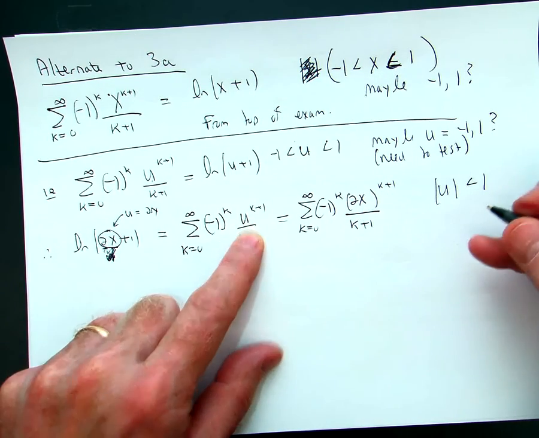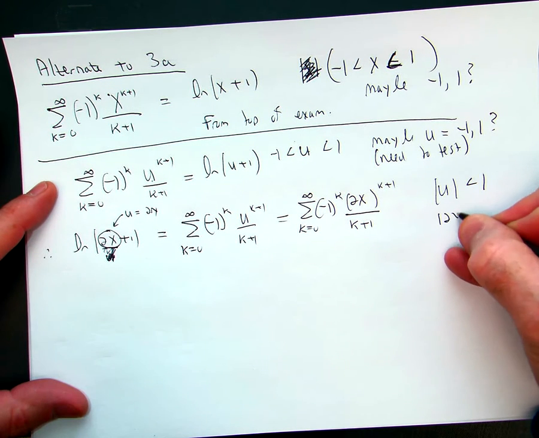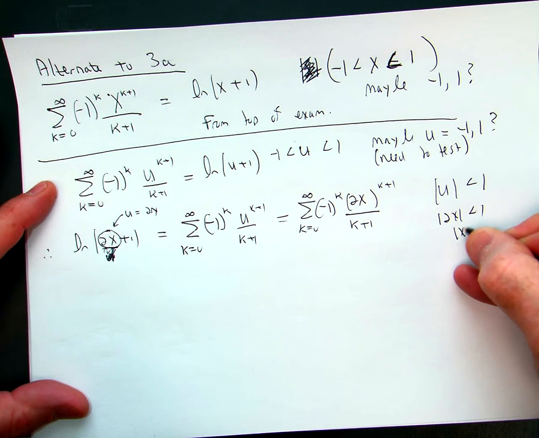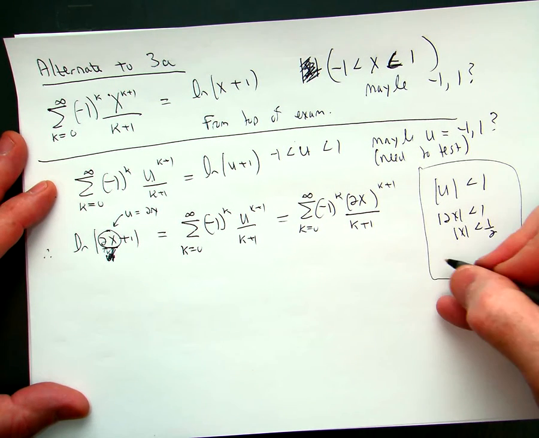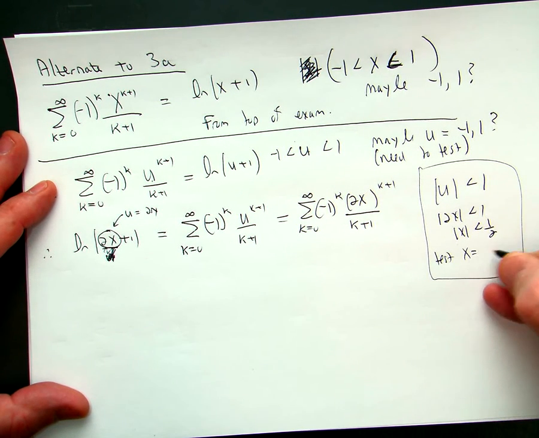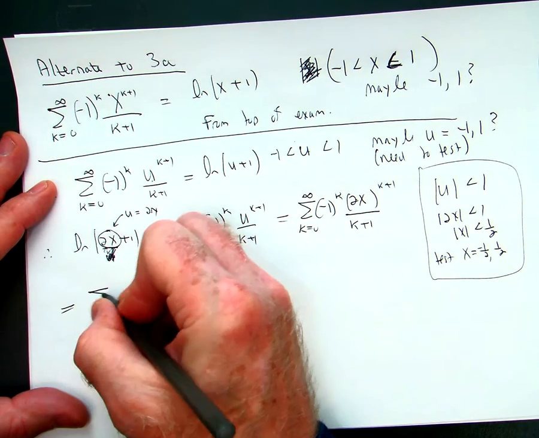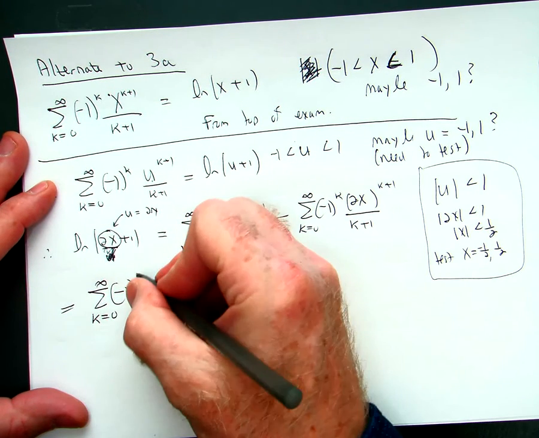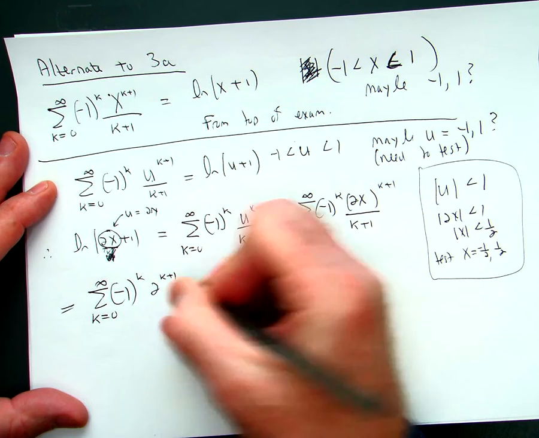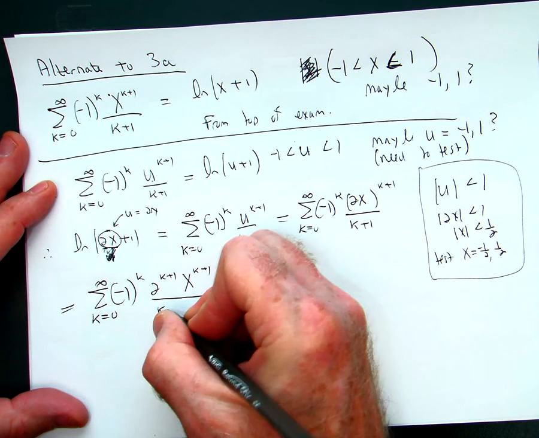That's my formula. And that's going to be where 2x is less than 1, so x has to be less than 1/2 in absolute value. And we'll need to test x equals minus 1/2, x equals 1/2. Okay, so I'm going to split this out a little bit. That's going to be 2 to the k plus 1, x to the k plus 1 over k plus 1.